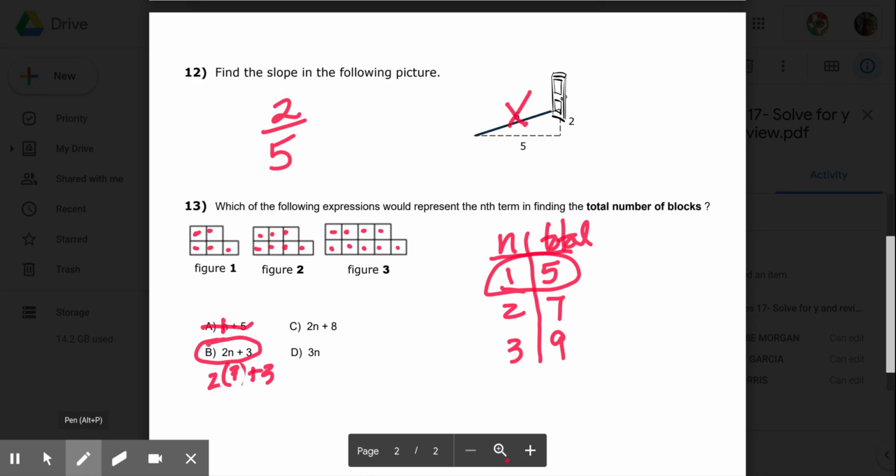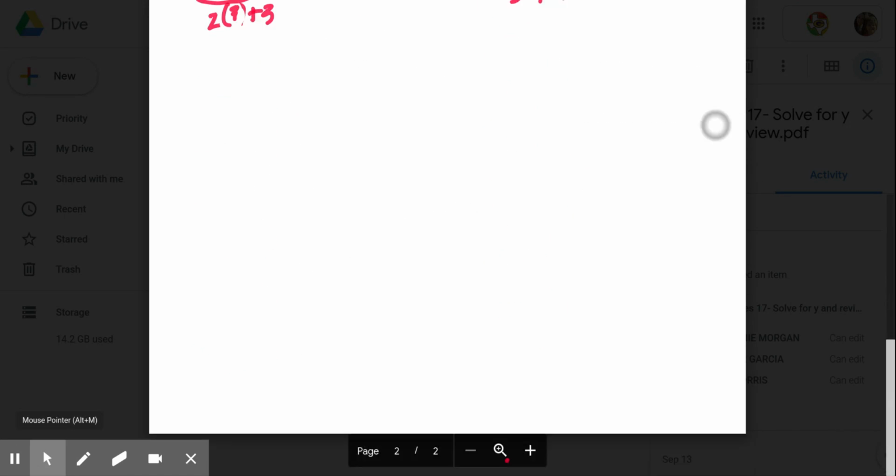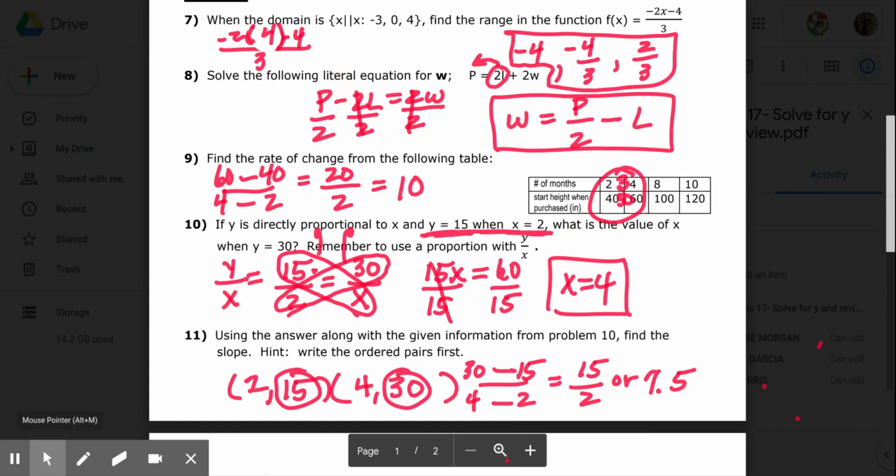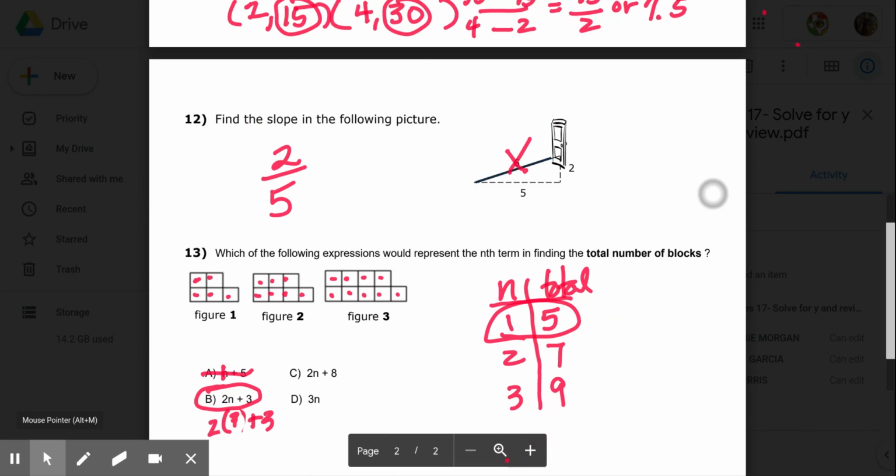Now, another thing you could do, of course, is put these expressions into your calculator and create a table for you. So that is just another option, but I'm just showing you by hand. I hope this review helps you prepare a little bit more for your test that's going to be coming up in the near future.